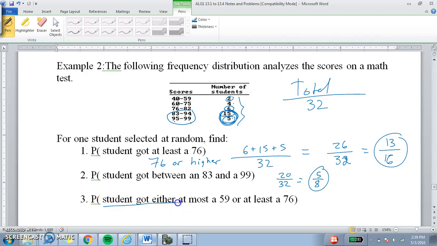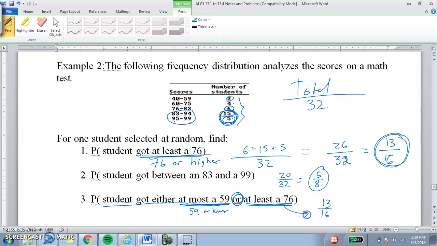All right, probability that the student got either at most a 59, so that means 59 or lower, or, this is important, at least a 76. So we already know the probability that the student got at least a 76 was 13 out of 16.